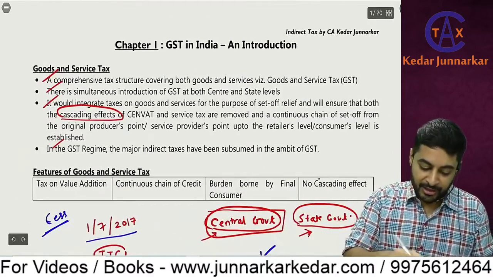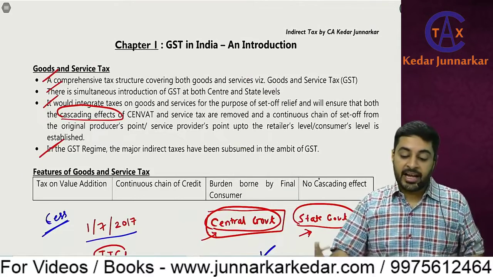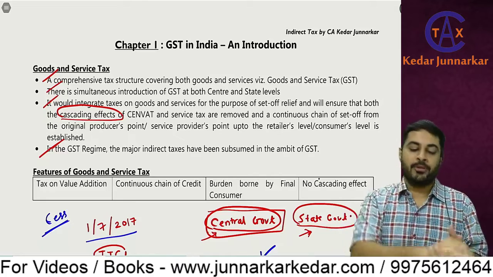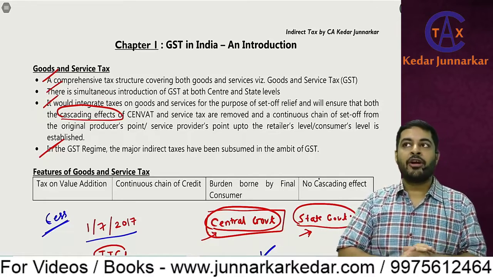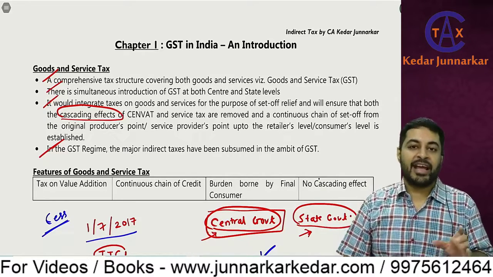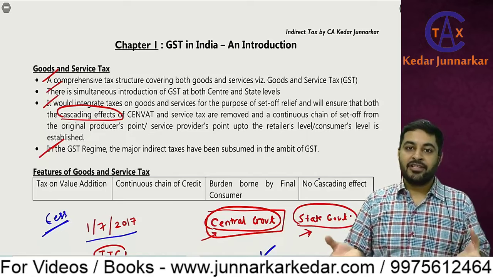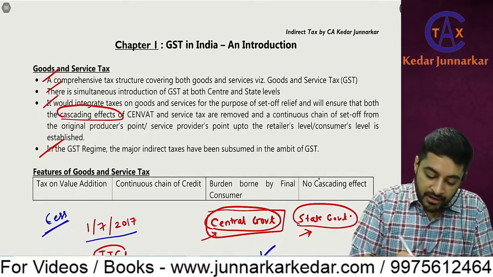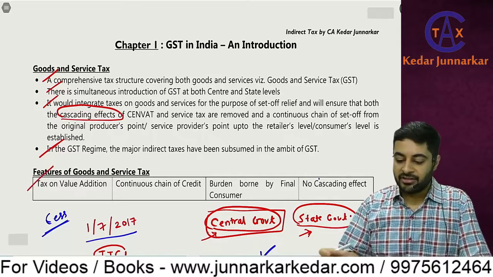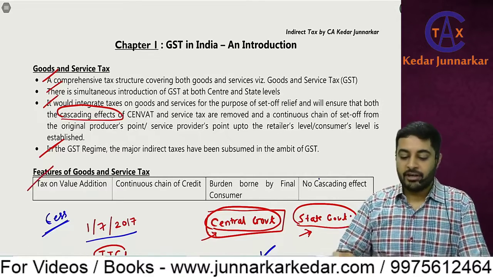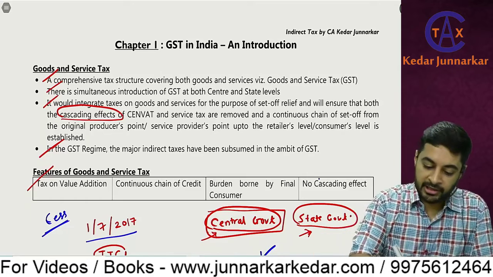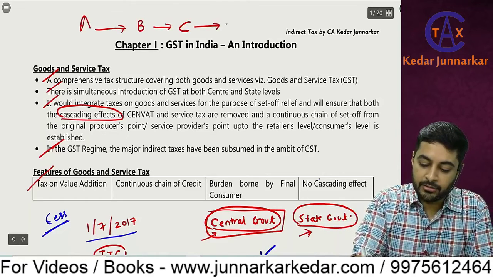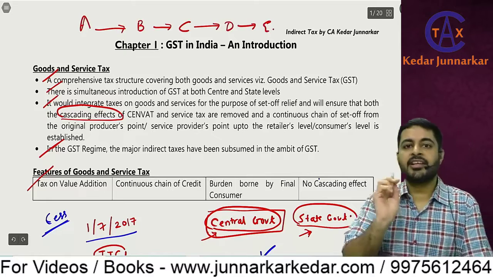Okay. In the GST regime, major indirect taxes have been subsumed and brought in the ambit of GST. Subsumed means what? Absorbed. Means there were multiple taxes which now have been replaced by GST. That also we'll study. Features of goods and service tax: tax on value addition, I told you. Continuous chain of credit means what? Continuous chain of credit: A to B, B to C, C to D. E is the ultimate consumer.